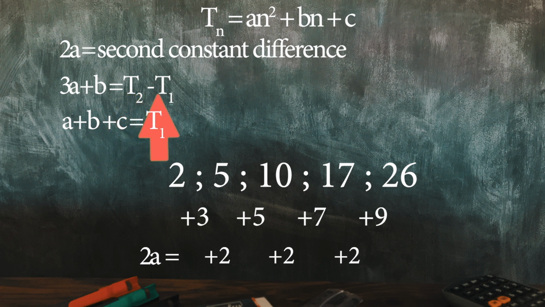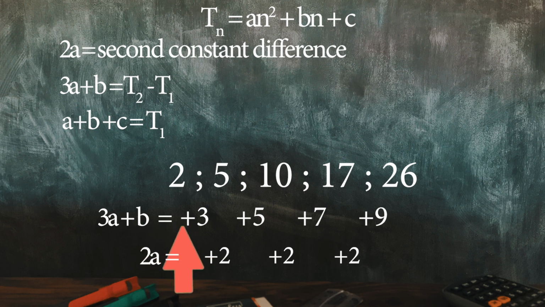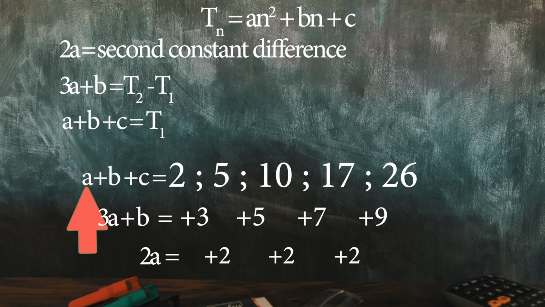Then the next thing that we do is we take the 3a plus b, which is equal to term 2 minus term 1, and then we equate the 3a plus b to this positive 3, because this positive 3 is the answer of term 2 minus term 1, right? And since we know what a is, we can now just substitute the a and solve for b. The last thing is that a plus b plus c is equal to term 1. So we say that a plus b plus c is equal to this 2, and this 2 is term 1. Now that we know what a and b is, well, we can simply work out c.